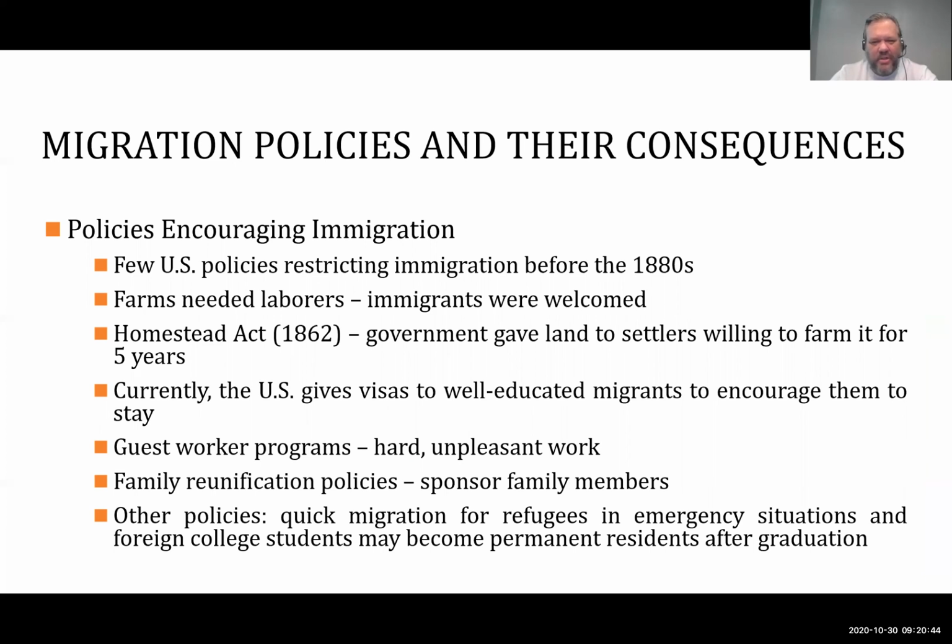So this is the last couple slides here. So policies that we have to encourage immigration. And so we'll just go over these real quick. We started out in the U.S. with not having a whole lot of policies restricting immigration, but that changed in the 1880s. We had something called the Chinese Exclusion Act, and that banned a whole group, a whole country of people. And again, this is partly xenophobic and partly economic fears. All right, so when farmers needed laborers, and this is still true today, immigrants became welcome.